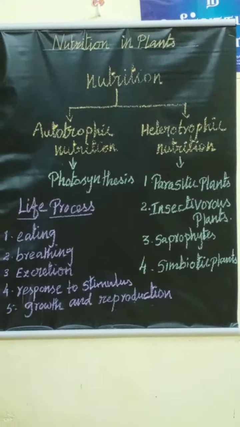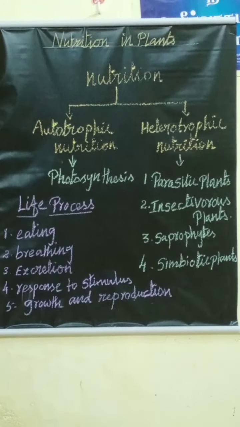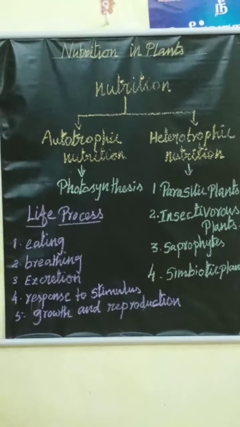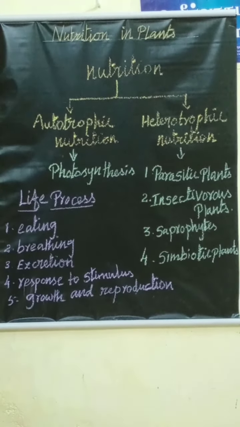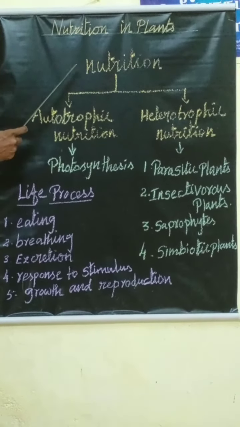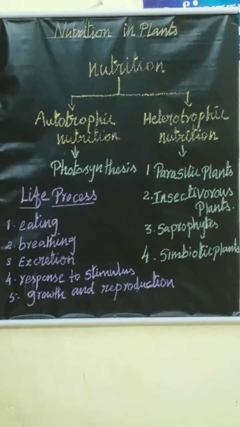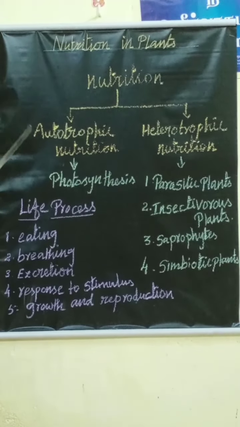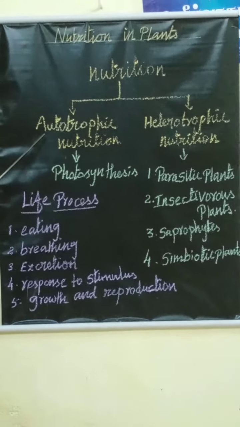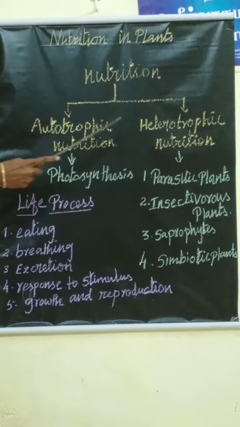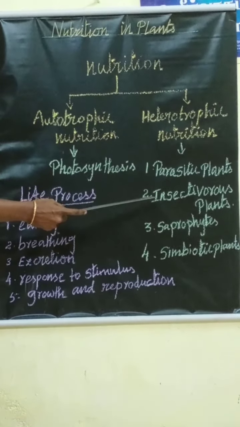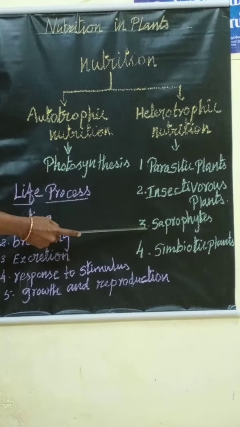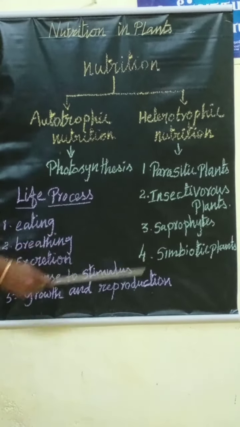In this video, I am going to teach Class 7 Science, Lesson 1, Nutrition in Plants. The title of the lesson is Nutrition in Plants. Topics to be covered in this lesson: first, nutrition; second, the classification of nutrition. In autotrophic nutrition, we are going to learn about photosynthesis. In heterotrophic nutrition, we are going to learn about parasitic plants, insectivorous plants, saprophytes, and also symbiotic plants.